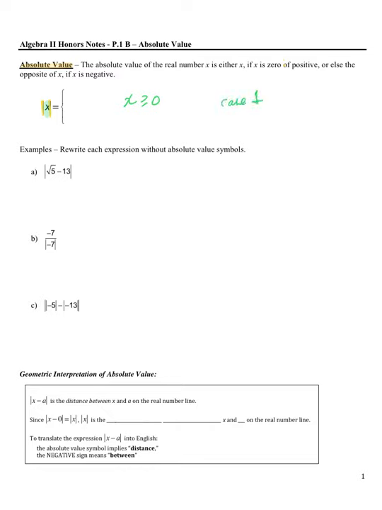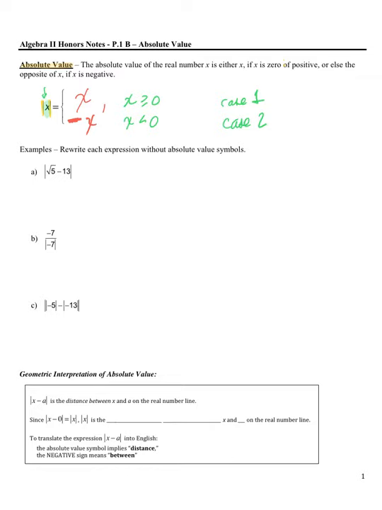The second case is that if that input x is less than 0, a negative value. So that's the second case. So absolute value has to be viewed in two different cases. If the input is positive or 0, then I'm going to just keep the x. However, if that input x is negative, case 2, I am going to take the opposite of that value x.